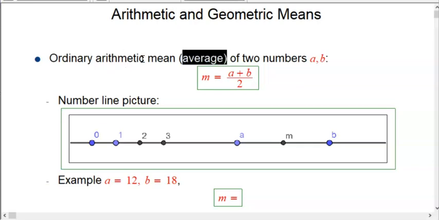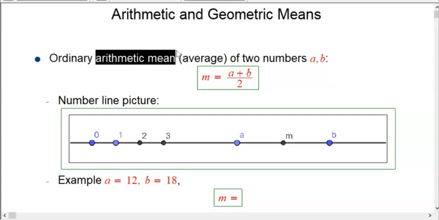And a fancy word for that is a mean. In fact, we want to say it's a special kind of mean, which is the arithmetic mean, with the emphasis on the "meh." So an arithmetic mean, just the ordinary average of two numbers, you're very familiar with this, is just (a + b) over 2. And so what's the number line picture for that?